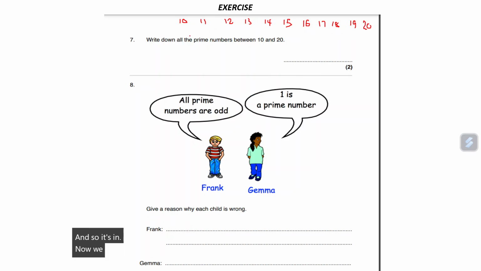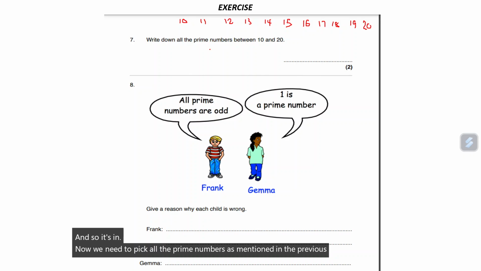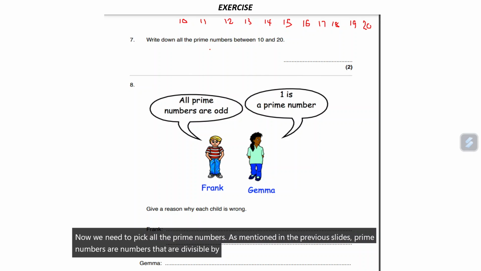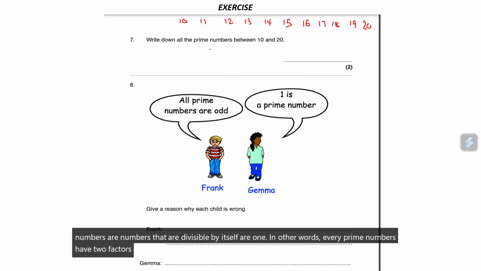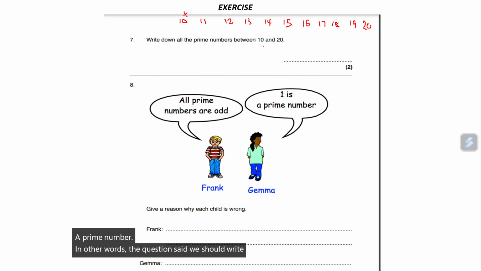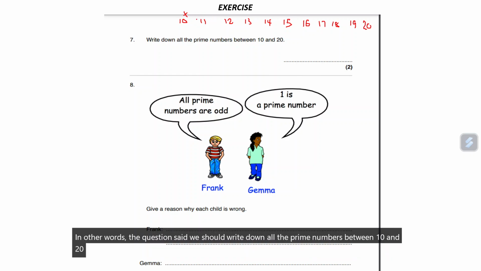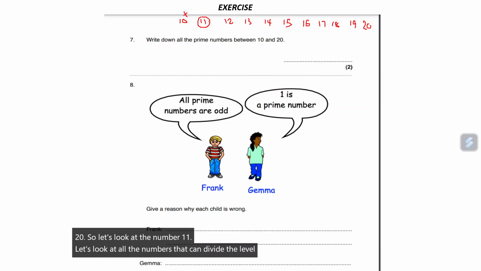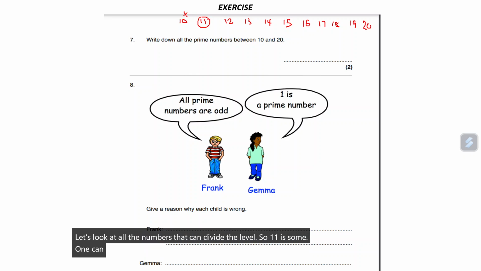Now we need to pick all the prime numbers. As mentioned in the previous slides, prime numbers are numbers that are divisible by itself and 1. In other words, every prime number has 2 factors only, itself and 1. So let's see, is 10 a prime number? No. Let's look at the number 11. 1 can divide it, and 11 can divide 11. So this is a prime number.